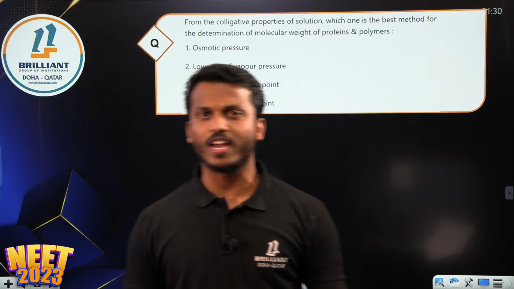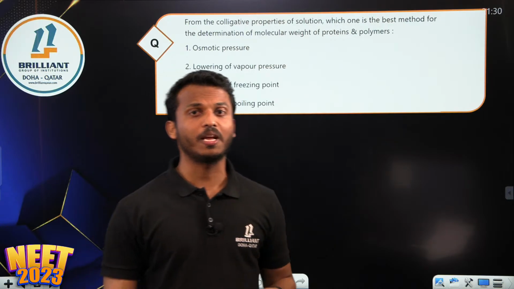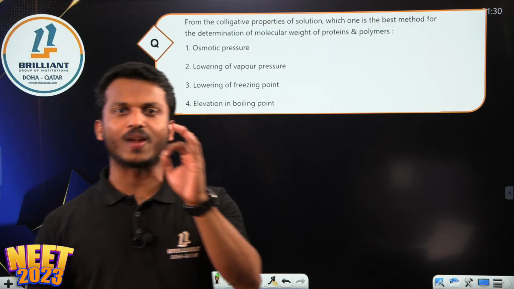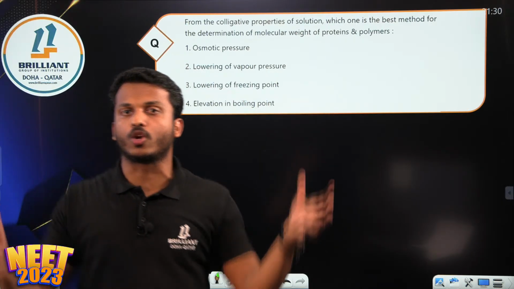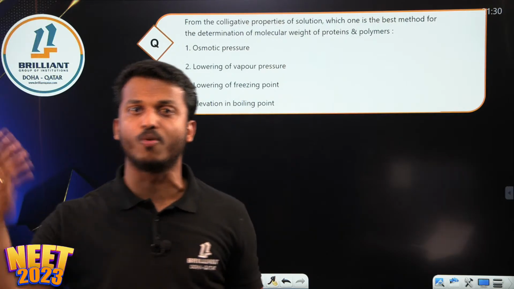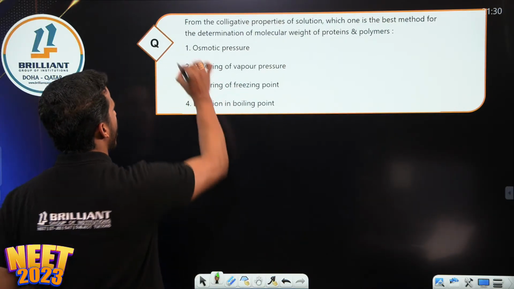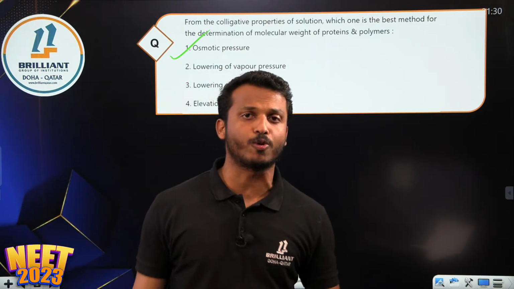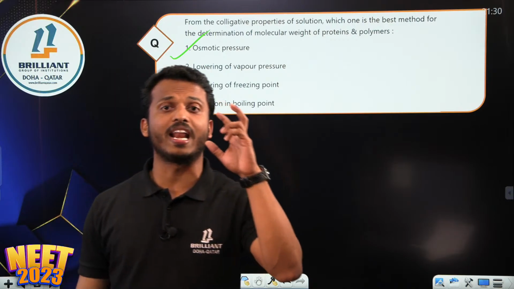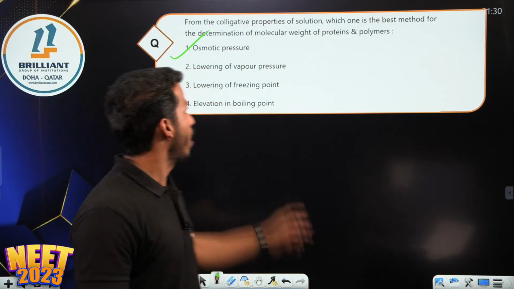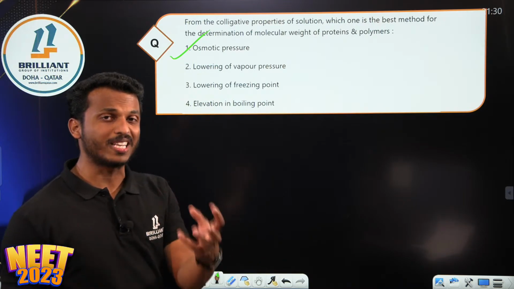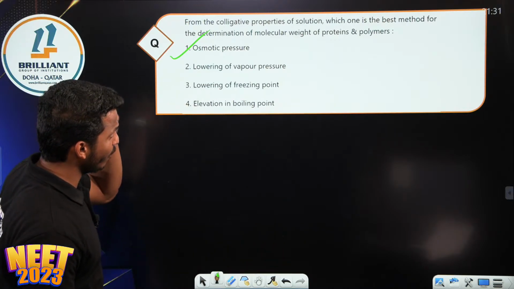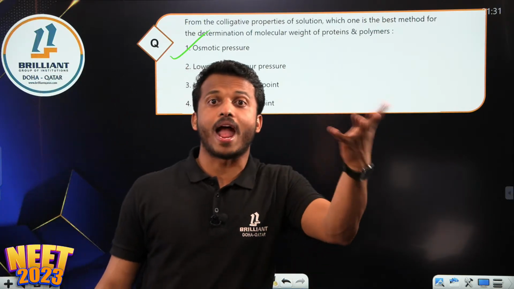By using colligative properties, we are able to calculate the molecular mass of the solute. But which is the best method to calculate the molecular mass of a macromolecule, a bigger molecule like a protein or biomolecule? You know very well, that is what? Osmotic pressure. You know what the difference is? Even at room temperature it is possible to calculate, and here we are using molarity instead of molality. So osmotic pressure is the best method to calculate the molecular mass of proteins and biomolecules, generally macromolecules.